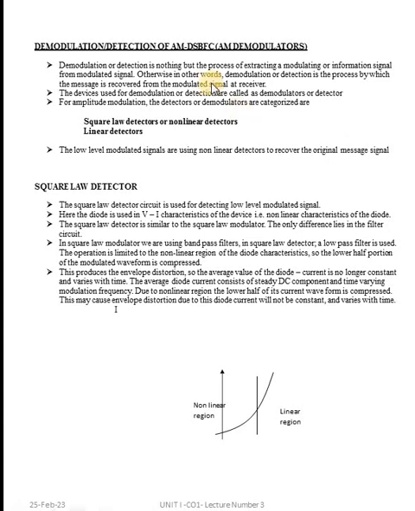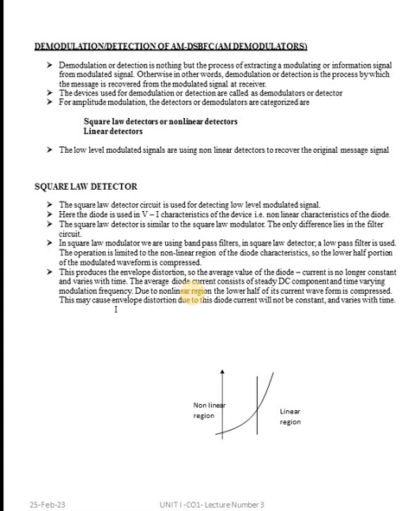The first topic is demodulation. Demodulation is otherwise called detection. It's nothing but the process of extracting the modulating information signal from the modulated signal. Otherwise, we can define it: detection is the process by which the message is recovered from the modulated signal at the receiver side. The devices used for demodulation or detection are called demodulator or detector.